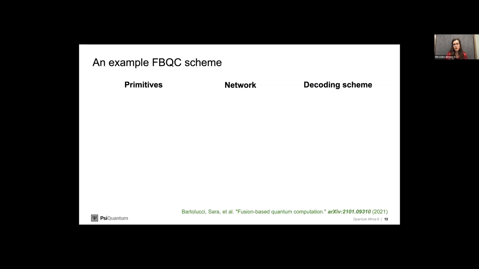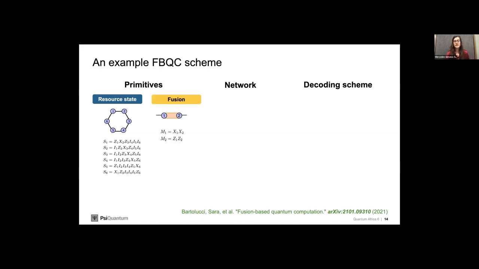So to give an example of an FBQC scheme, with its primitives, network and decoding scheme, we can start with a resource state that is 6 qubits configured in this ring configuration. Here I'm using the usual convention where the circles represent qubits and the lines, or edges, represent entanglement between those qubits. Any other resource state could be generated, but here we focus on states that are stabilizer states because they are the basis for most known quantum error correcting codes. So here you have both the pictorial as well as the stabilizer representation.